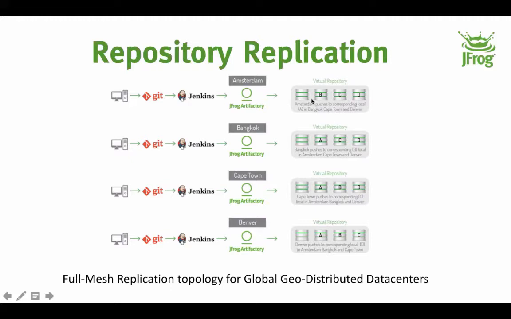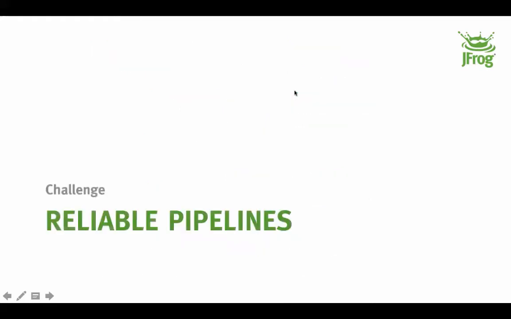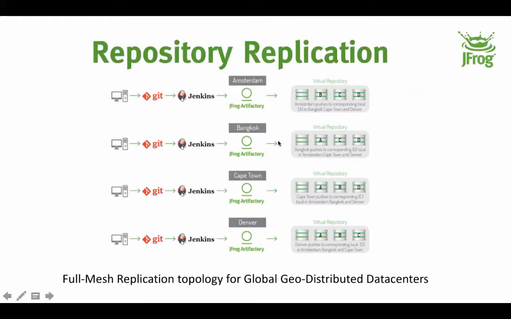Now, setting up the replication, what you will end up doing is that repository A on site A is going to write to all the other A's. Okay. Repository B on site B is going to write to all the other B's.